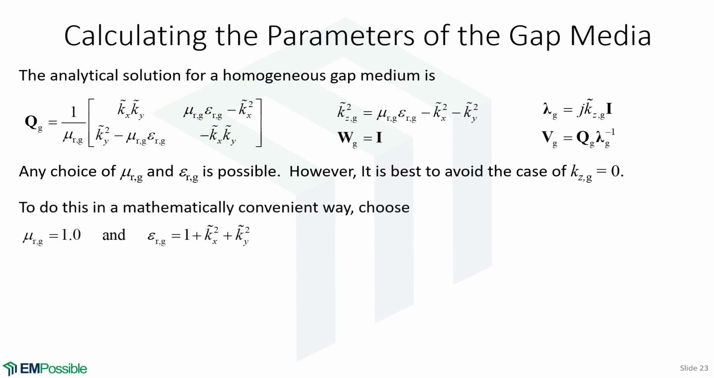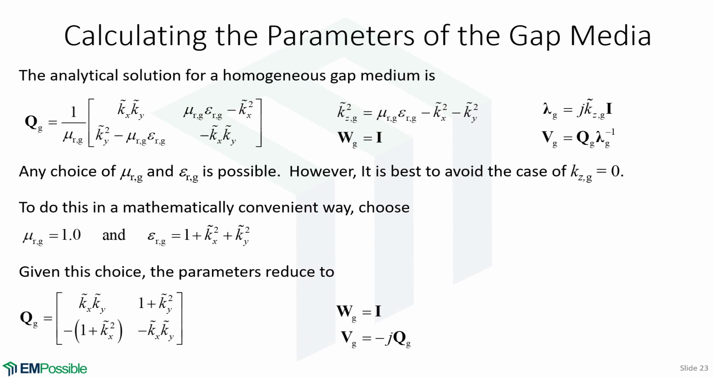So here's one convenient choice. We'll just make the relative permeability of the gap medium 1, and we will choose this expression for the relative permittivity in the gap medium. With that choice, here's what our Q matrix looks like. Simplifies a little bit. Our eigenvector matrix for the electric fields, that's always the identity matrix. And then our eigenvector matrix for the magnetic fields is just minus j times this Q.